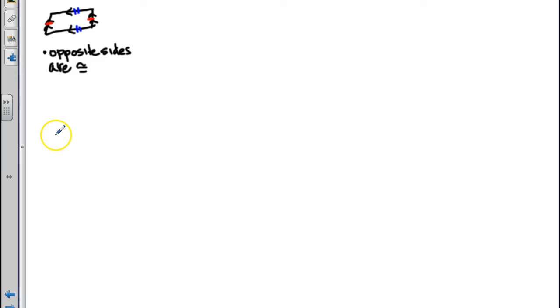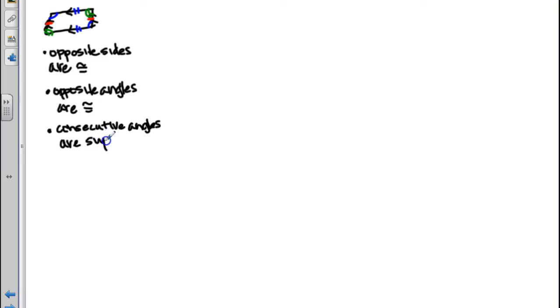All right. The next one, opposite angles are congruent. Let's go ahead and mark those. So this angle would be congruent to that one. So we're going opposite corners here. This angle congruent to that angle. All right, consecutive angles are supplementary. So we know that supplementary means they add to be 180.